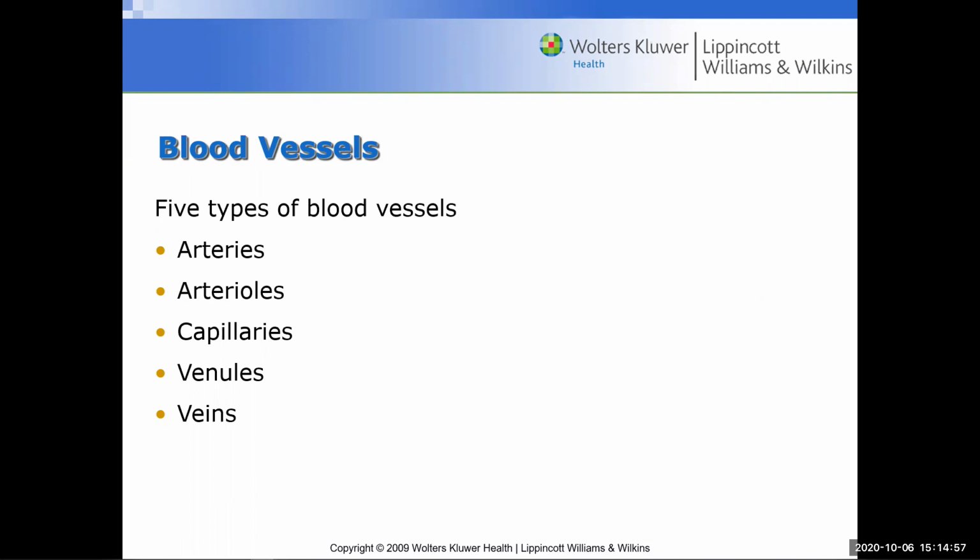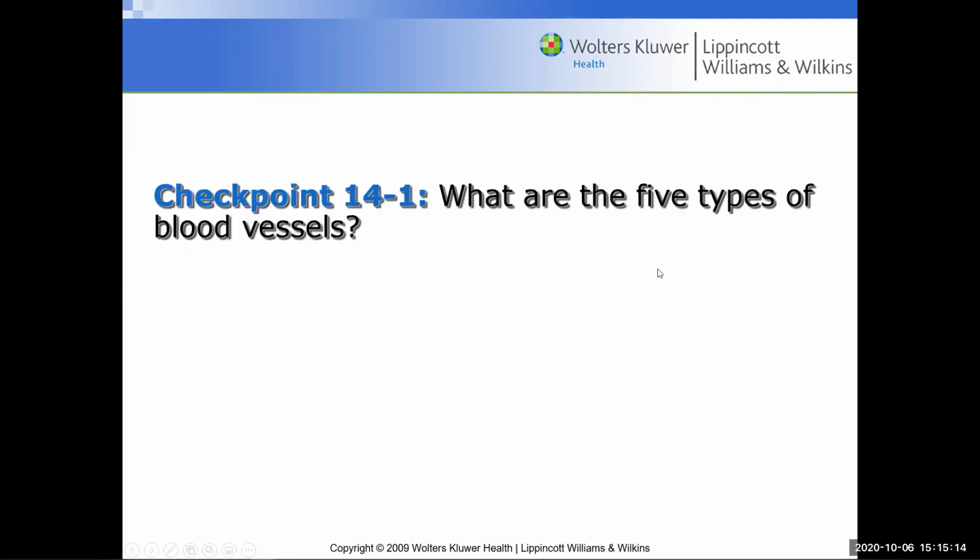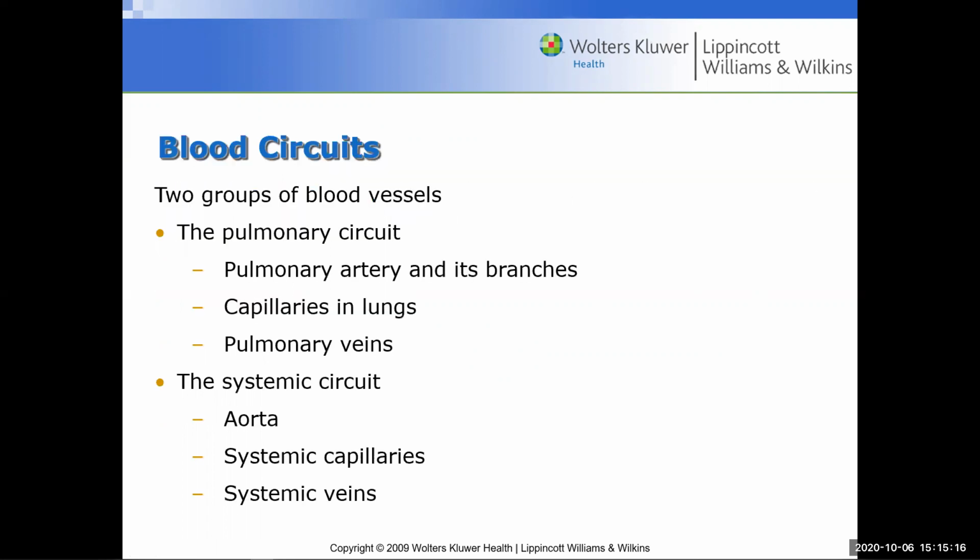There are five main types of blood vessels, namely arteries, and the smaller arteries are known as arterioles, veins, and the smaller veins are known as venules. Very importantly, the intermediary between the arterioles and the venules are the capillaries. And the reason why the capillaries are the intermediaries is because they are so thin. They are one cell thick.